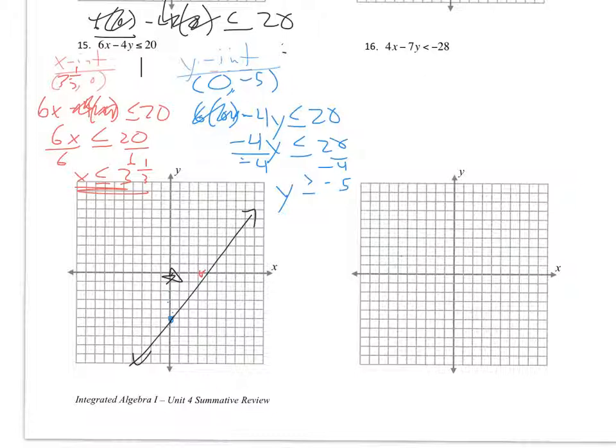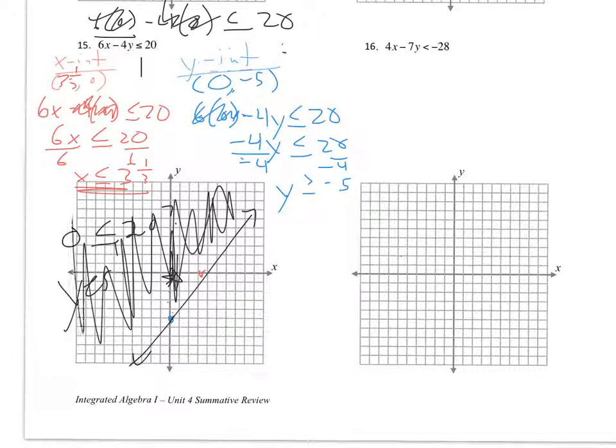I'm going to write it down here. Is 0 less than or equal to 20? That's the question. Yes! That means my test point is true. It means all points on this side of the line are also true. Last problem.